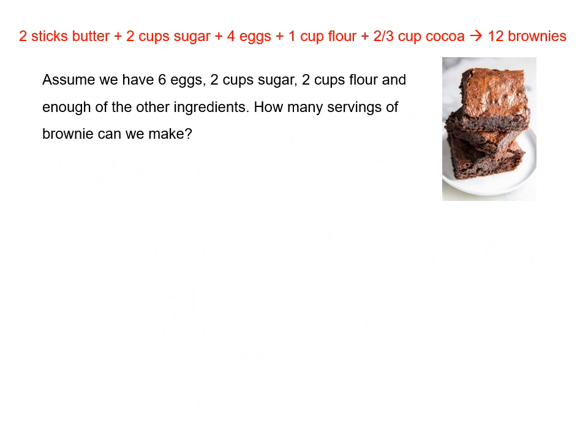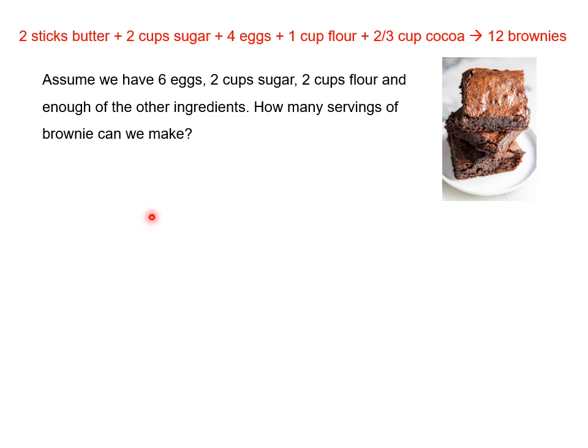All right, so now we're going to look back again at the recipe we looked at before with the 12 brownies. This time, though, we're going to assume that rather than just having eggs as a limiting ingredient, we also have our cups of flour and cups of sugar as a limiting ingredient. So we have the same recipe as we did before, but now we have 6 eggs, 2 cups of sugar, 2 cups of flour, but more than enough of all the other ingredients. Now we want to know how many servings of brownies we can make.